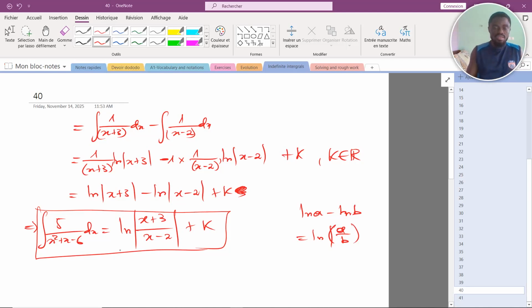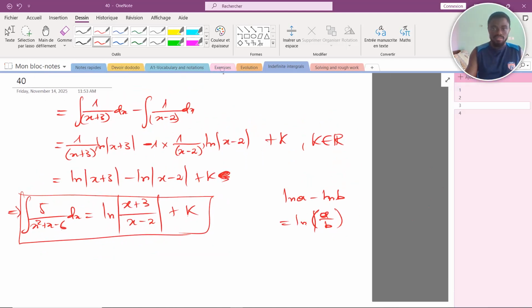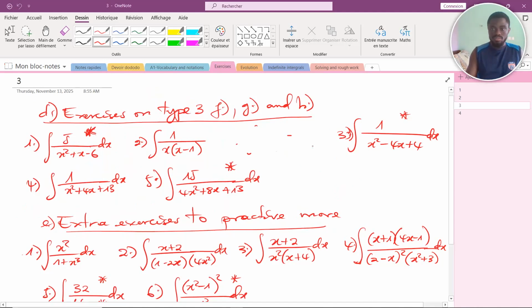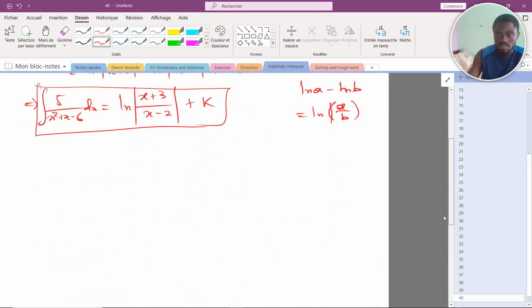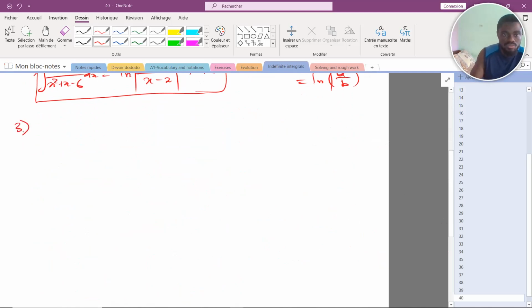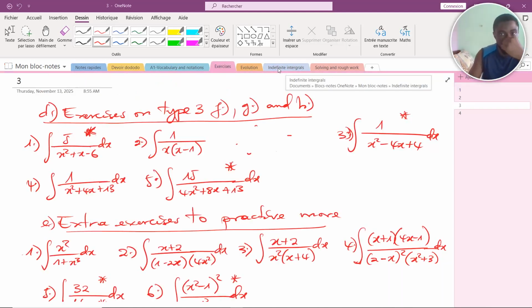So that was all for this exercise. Let's move to the next exercise, which is this integral. You will do the integral of 1 all over x squared minus 4x plus 4. Let me go to this. So we have, that's question 3, integral of 1 all over x squared minus 4x plus 4 dx. Let me verify. Okay, that's it.